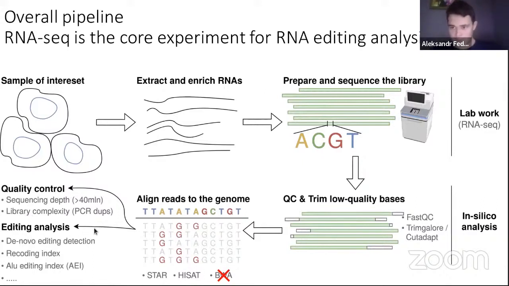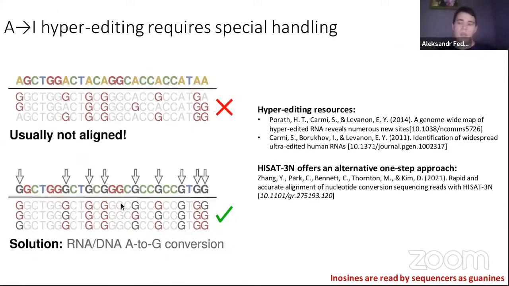And once we are confident in our data, we can do de novo editing detection, we can calculate lots of indexes, we will talk about it a little bit later. One more important technical thing regarding editing is that some reads after sequencing can be hyper-edited. It's especially important for adenosine to inosine editing, and it looks like this.